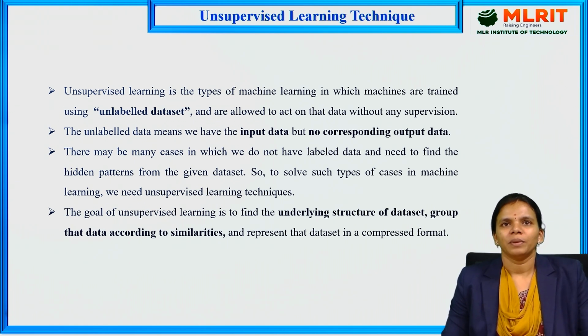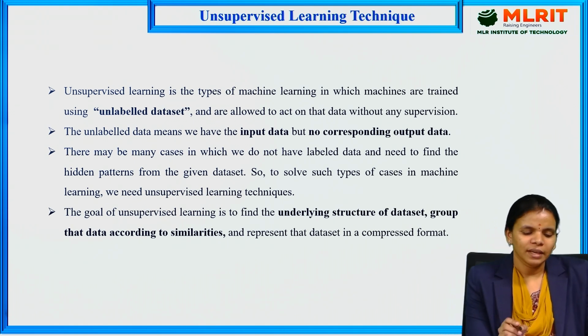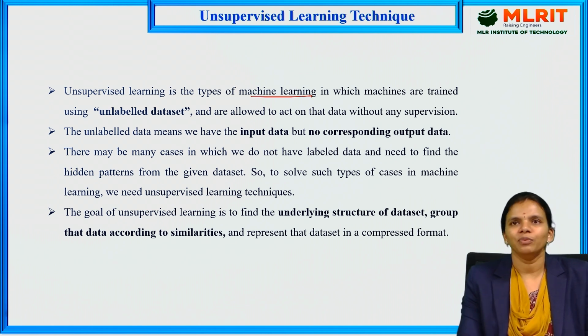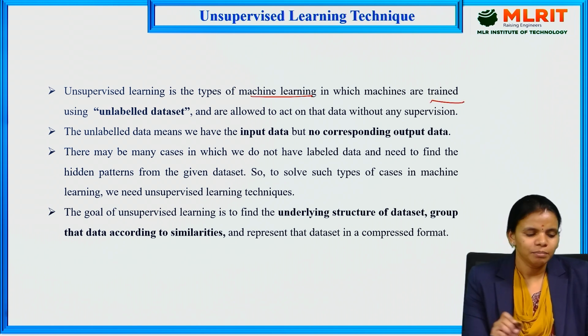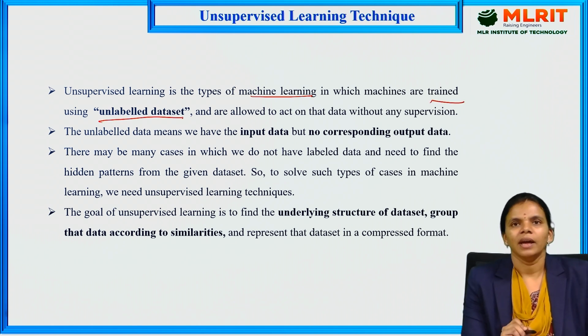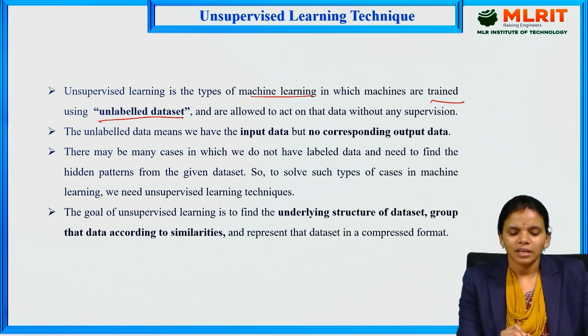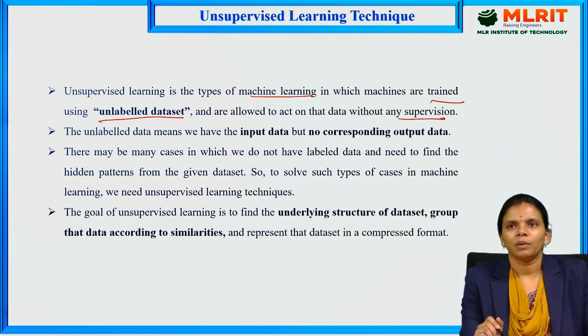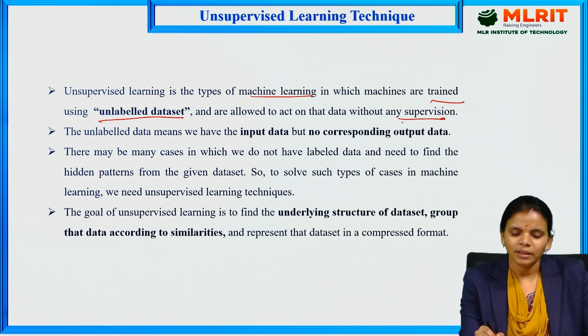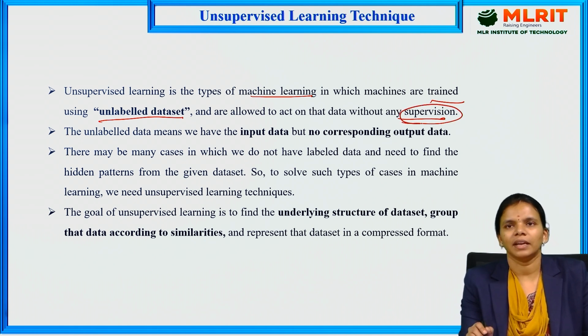Coming to unsupervised learning technique. Unsupervised learning is a type of machine learning technique in which machines are trained by using the unlabeled data set and are allowed to act on the same data without any supervision. So this is the reason we are calling this technique as unsupervised learning technique. There is no supervision on the training of a system.